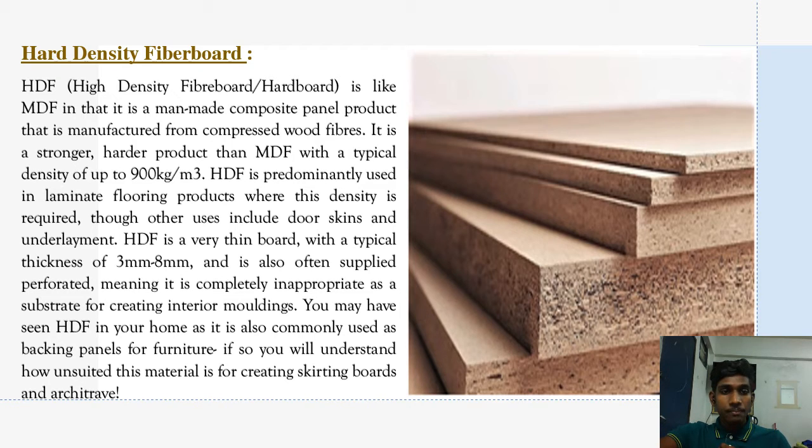HDF is a very thin board, with a typical thickness of 3 mm to 8 mm, and is also often supplied perforated, meaning it is completely inappropriate as a substrate for creating interior moldings. You may have seen HDF in a home, as it is also commonly used as backing panels for furniture. If so, you will understand how unsuited this material is for creating skirting boards and architrave.